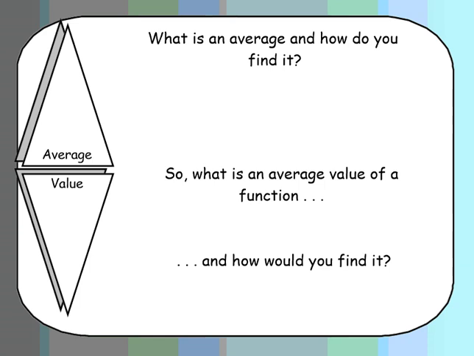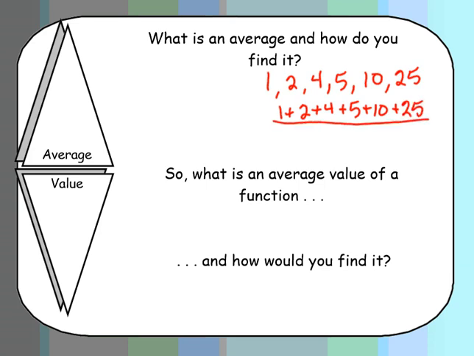So when you're doing how you find it, you know that if you were given a list of numbers and you wanted to find the average of those numbers, then you would just add them all up and divide by how many numbers there are, in this case 6. And that would give you your average. Okay, well then what's the average value of a function going to be?